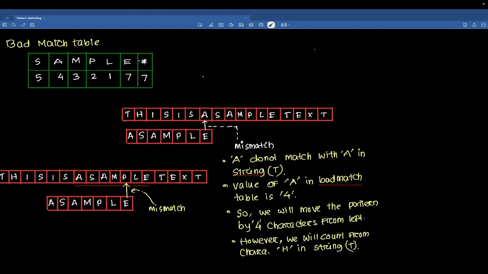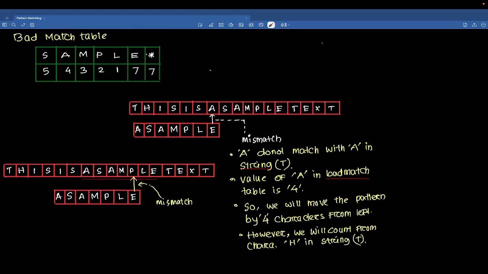However, while shifting 4 characters, we will not consider the first character with which we have actually placed the pattern. So we'll count from the second character: 1, 2, 3, and 4. So in the next iteration, the first character of the pattern will come under I. We'll repeat the same procedure. Let's say this is iteration 1 and iteration 2.